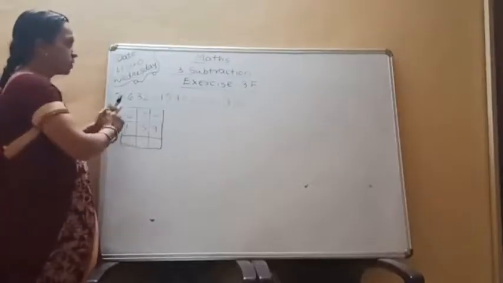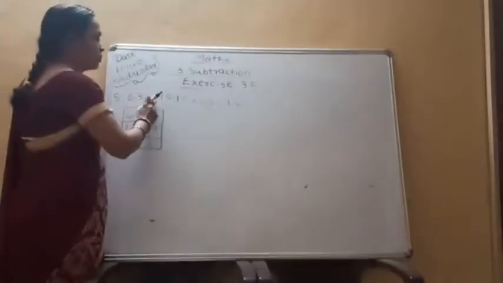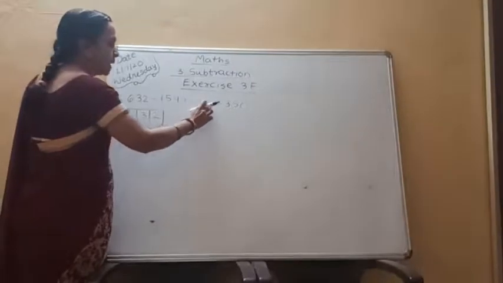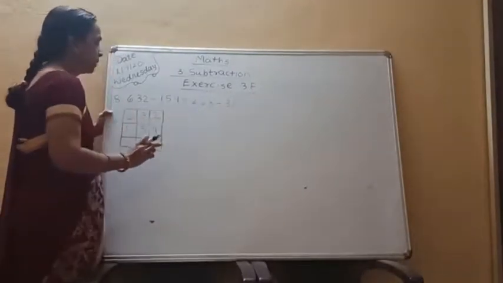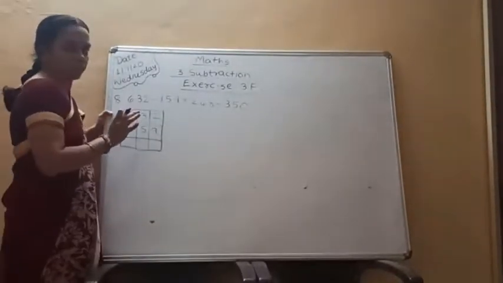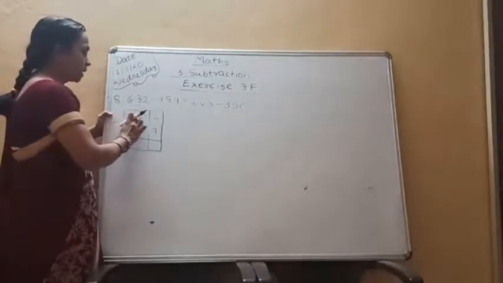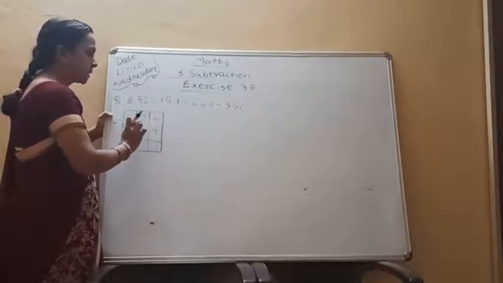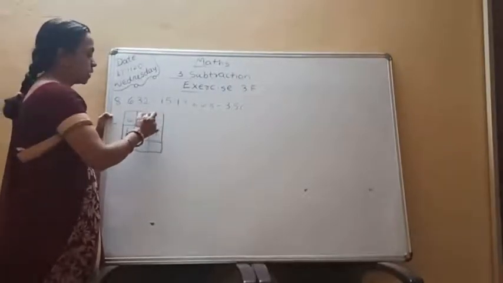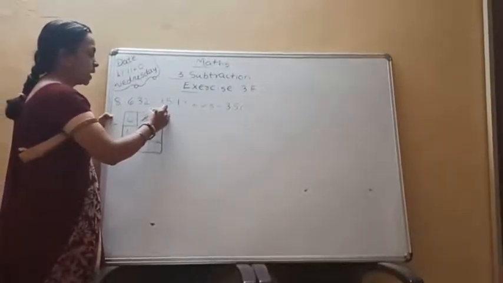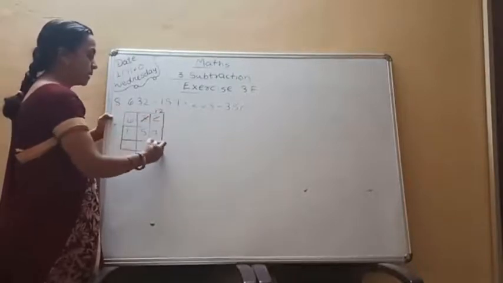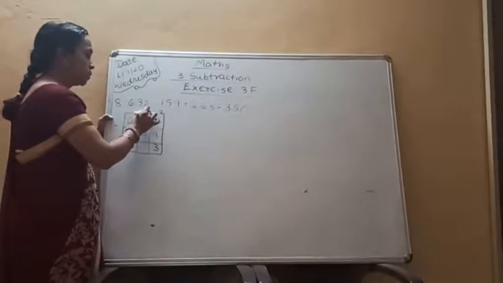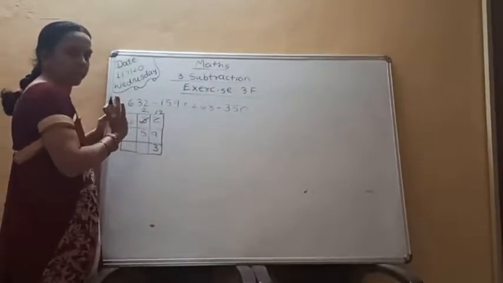Now see 8th question. 632 minus 159 plus 268 minus 350. So step by step we will solve this example. 632 minus 159. 2 minus 9. Not possible. So take 1 from this 3 and write down here 12. 12 minus 9, 3. 3 minus 1, 2. 2 minus 5. Not possible.